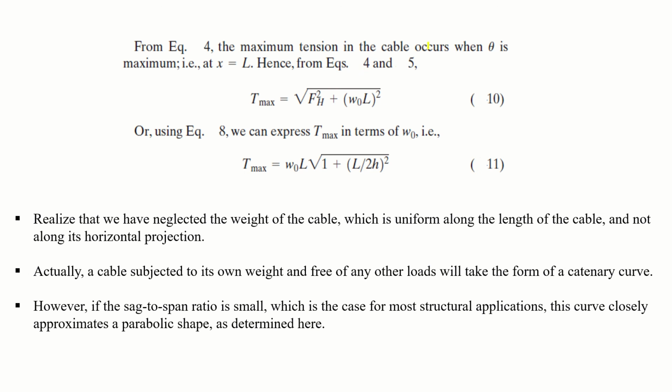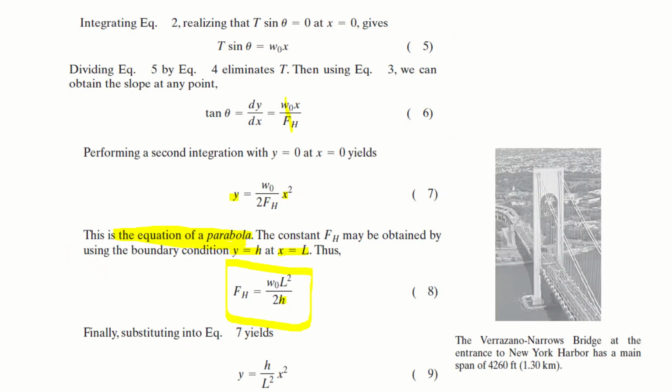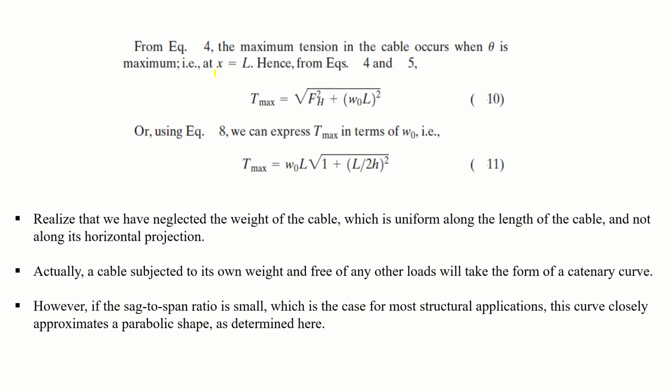The maximum tension in the cable occurs when theta is maximum. Okay, so when theta is maximum, since it is a sine cos function, maximum tension will occur. For example, at x is equal to L, the theta will be maximum. Hence, from equations 4 and 5, we will get T maximum is equal to the square root of F square plus W naught L square. This is your maximum tensile force in the cable. Or using equation 8, we can express Tmax in terms of W naught L under root 1 plus L by 2 H square. Okay, so you can use either equation 10 or equation 11.